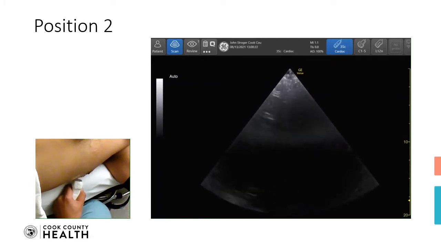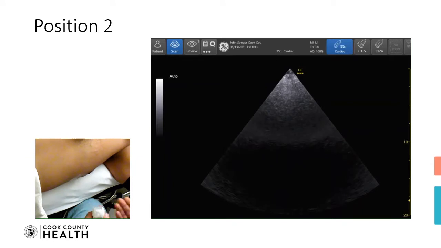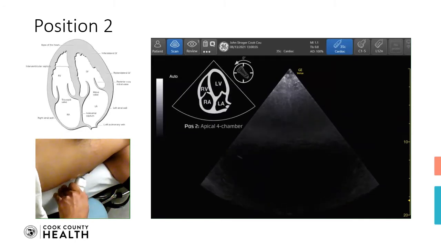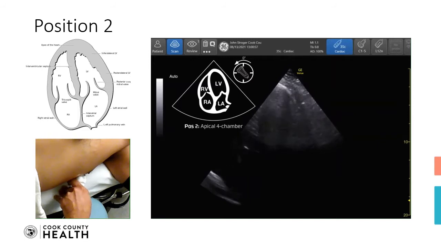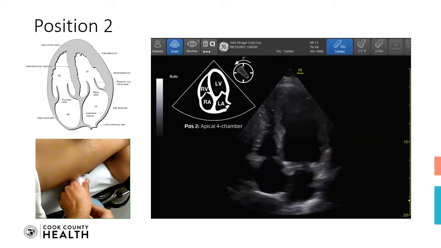to look for the image. We are going to start scanning just below the left nipple. It's usually just inferior and lateral to the left nipple in men, and under the left breast and lateral to the left breast in females. So we are going to start scanning, and again we are going to start looking for a good window to see where we get a better window.